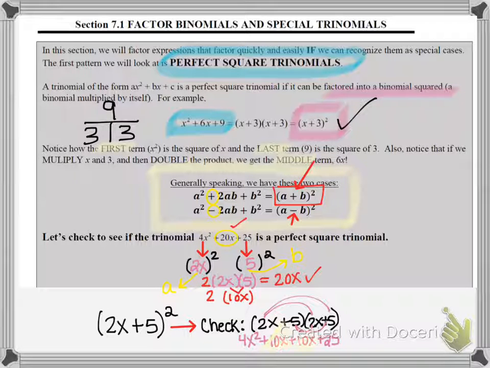Now let's combine our like terms in the middle. We get plus 20x. So I would get 4x squared plus 20x plus 25, which is our original problem. And that checks out. So I can be confident that my original answer, the 2x plus 5 quantity squared, is my final answer.